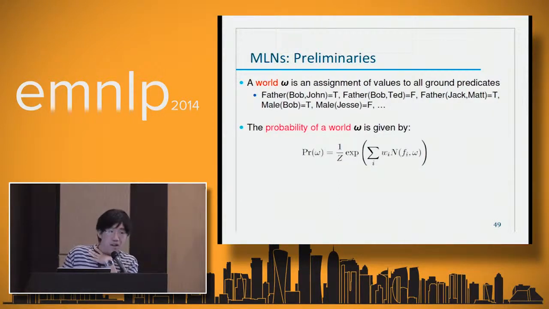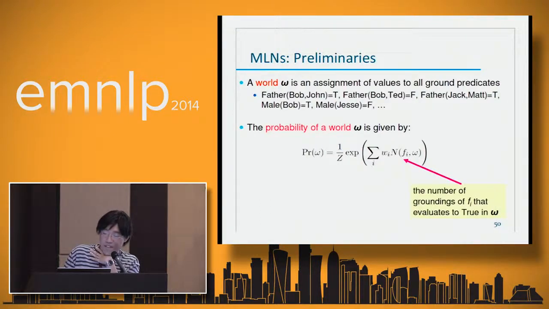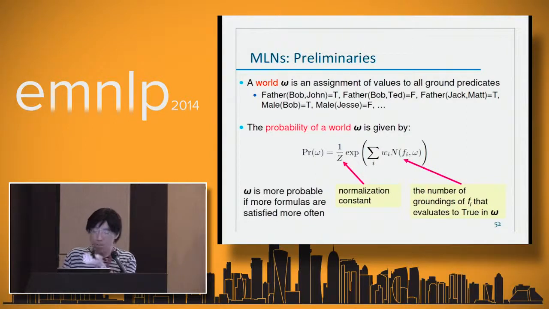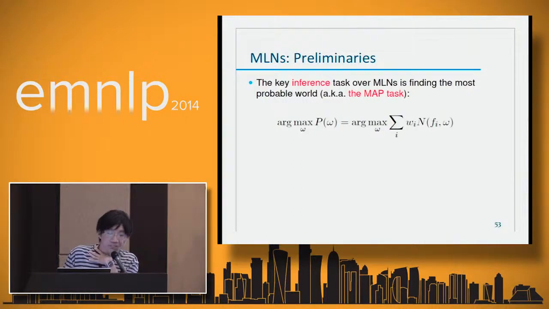And the probability of a world omega is given by this formula, where n_i(omega) is the number of groundings of formula Fi that evaluate to true under this world omega, and Z is just a normalization constant. Intuitively, omega is more probable if more formulas in the MLN are satisfied more often. And as you can imagine, the key inference task over MLNs is finding the most probable world, or the highest probability world. It's also known as the MAP task.